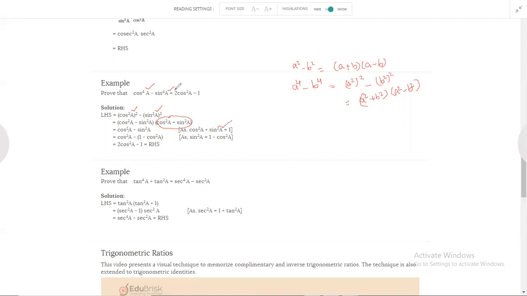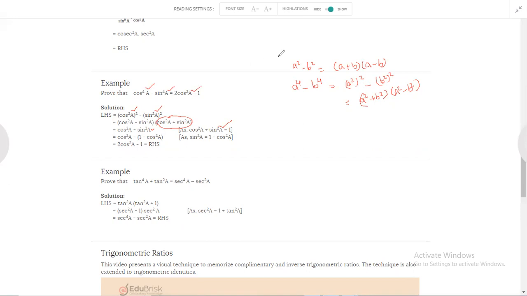Just have a look at the RHS. RHS is 2 cos square a minus 1. There is no sine term, so again this should be changed. The sin square a should be changed in terms of cos square a. So use the identity, sin square a is 1 minus cos square a. Do not forget to put the bracket, because it is cos square a minus of 1 minus cos square a. So cos square a minus 1 minus minus, that is plus cos square a. So twice cos square a minus 1, which is the RHS. So we got the RHS.